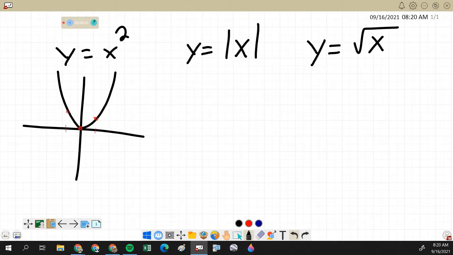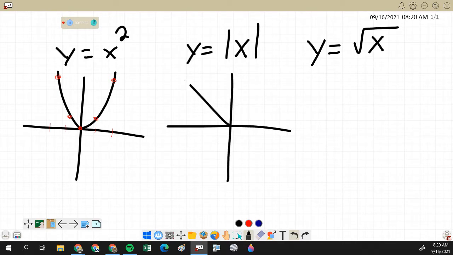Over 1, up 1. Whoa, I missed. What about the next points? Over 2, and what's 2 squared? Up 4. And then over 2, up 4. Okay. The square root of x is just a V that can be graphed over 1, up 1, and then over 2, up 2, over 3, up 3.